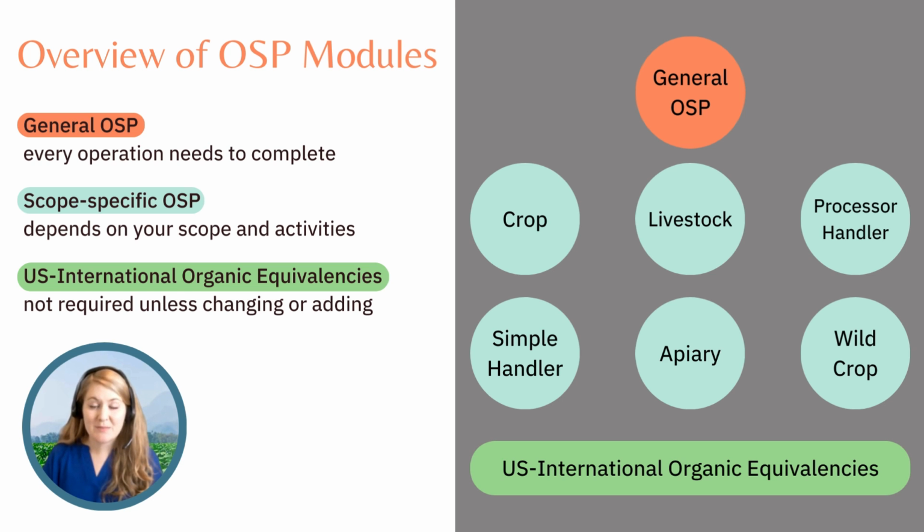Here's an overview of the OSP modules. It comes in 3 sections. The first section is the general OSP modules, and those are required of every operation. So regardless of your scope, you will need to complete these modules. The second section is the scope-specific OSP modules, and those depend on your scope and activities. So depending on what your scope is and your activities, you'll complete different modules in that section. And finally, the U.S. International Organic Equivalencies. These are not required unless you're changing or adding a new equivalency during this renewal period.